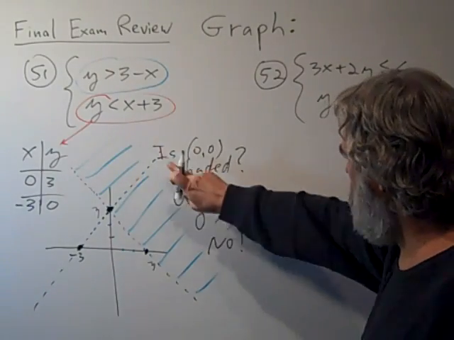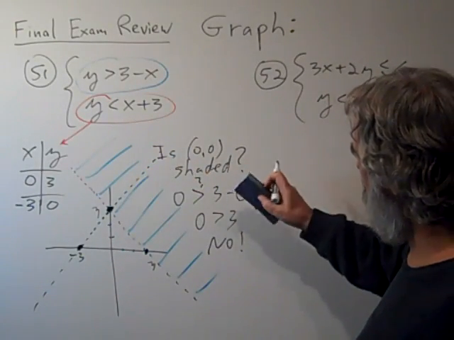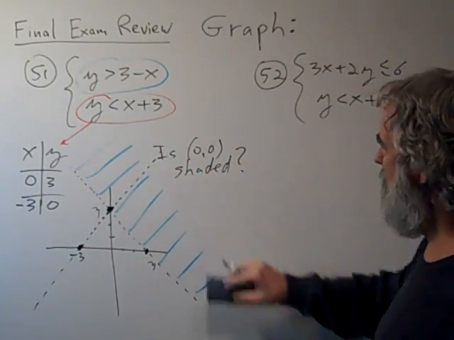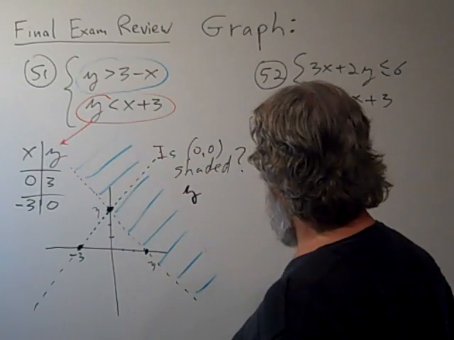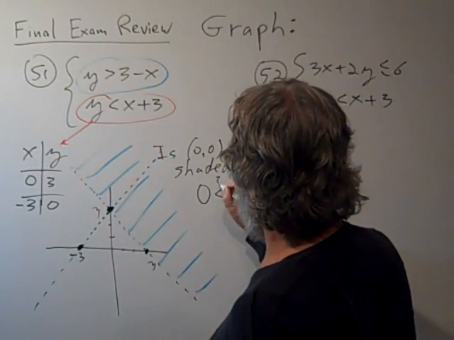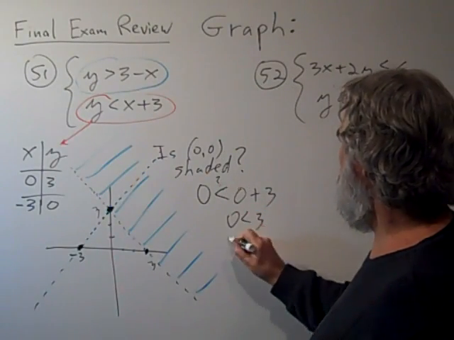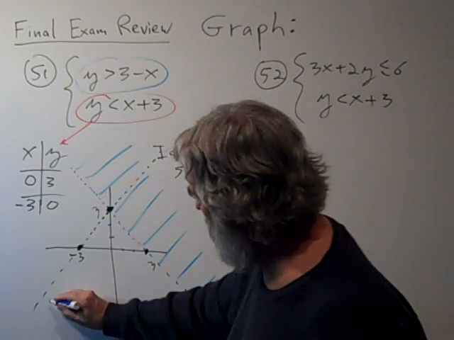And we have to decide which side of that line is shaded. We'll ask the same question as before: is the origin shaded here? But now we'll use the second line. Is y equals 0 and x equals 0, so is 0 less than 0 plus 3? Is 0 less than 3? Yes. So the origin is on the shaded side of this line. So it's shaded like this.